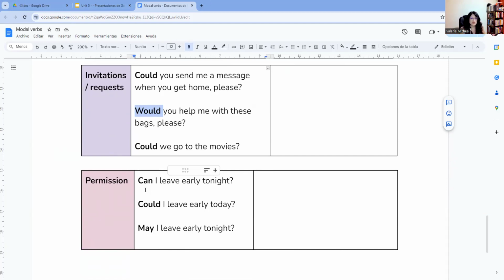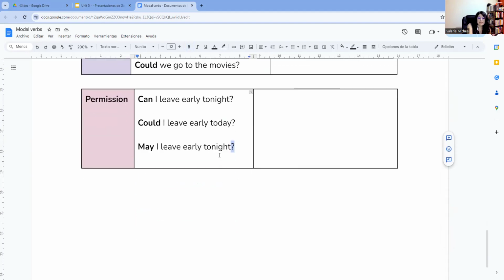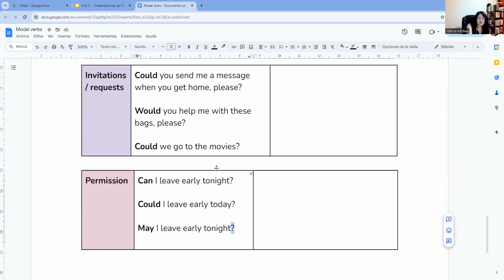So what is the difference between can, could, and may? Just the politeness. Could is very polite when you are asking for permission. Like, could I leave early tonight? Extremely polite. Can is the regular one. It's not polite, it's not impolite, it's just the regular one. And may is also a little formal. It's not so polite, but it is formal. All right, so it is important to keep it in mind. And yeah, those are the categories that I arranged for you to be able to practice tonight.